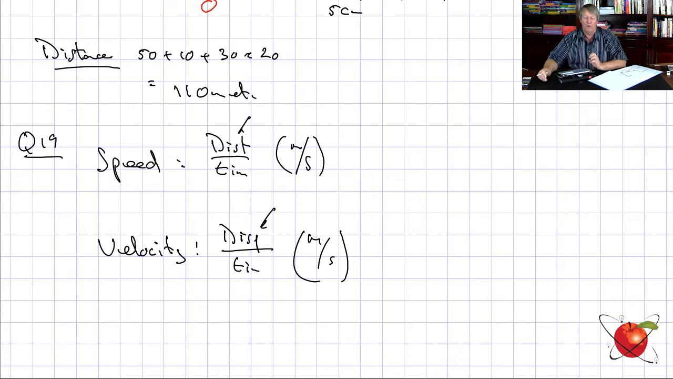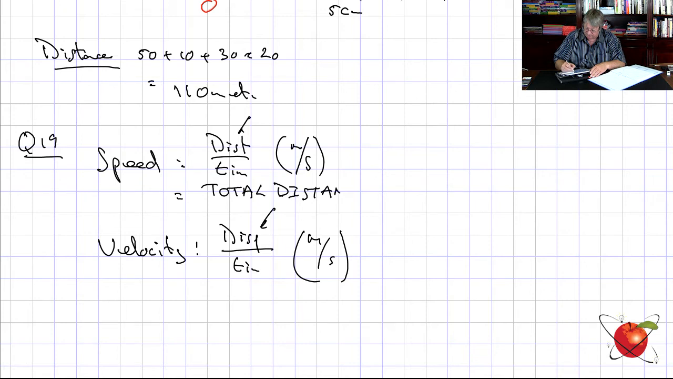So when they ask what is meant by average speed and average velocity, we can take the definition straight out of the book. Speed is total distance over total time. Okay, average speed: total distance over total time.